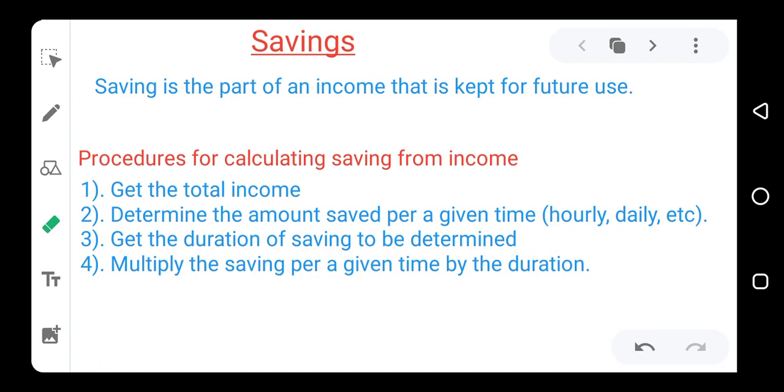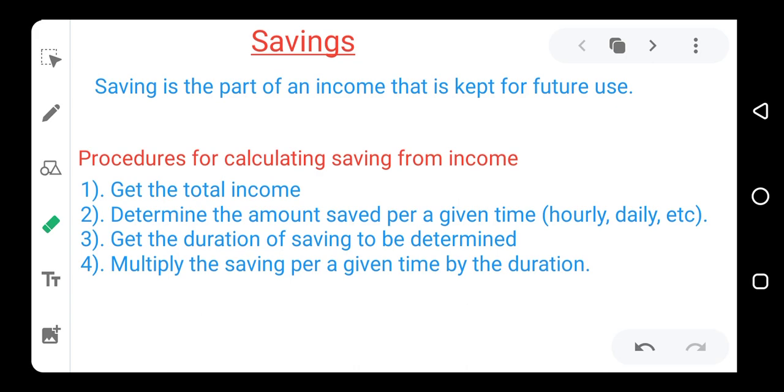We can determine the savings, or the amount that will be saved in a given period or in a given duration, by following these procedures. The major thing to get is the amount that is saved per given time and then the duration. For you to get it, you may need to get the total amount of the money that is saved or the total amount that the person is making.